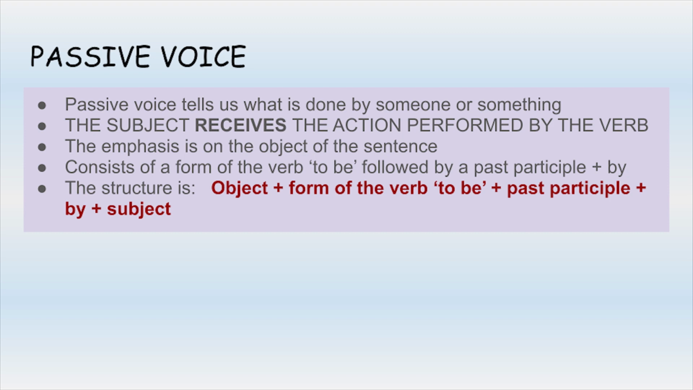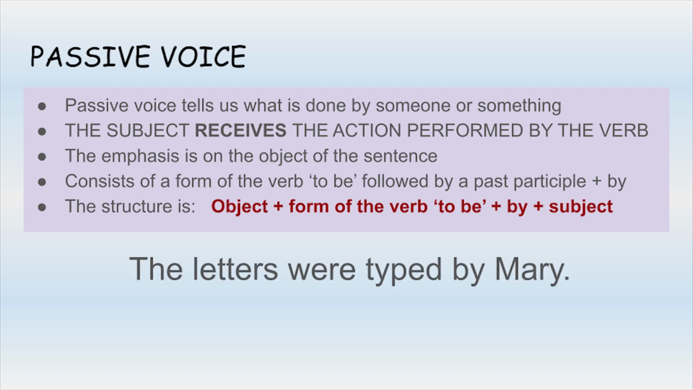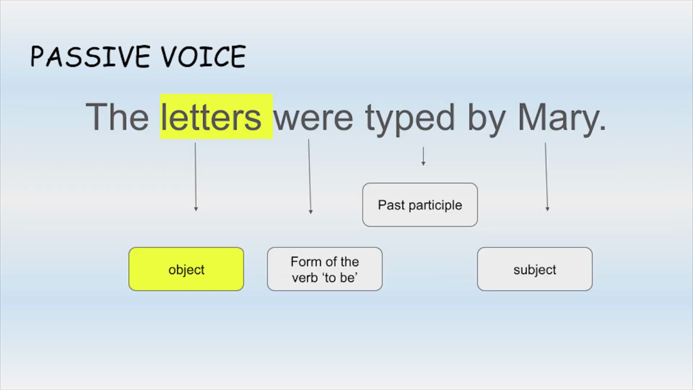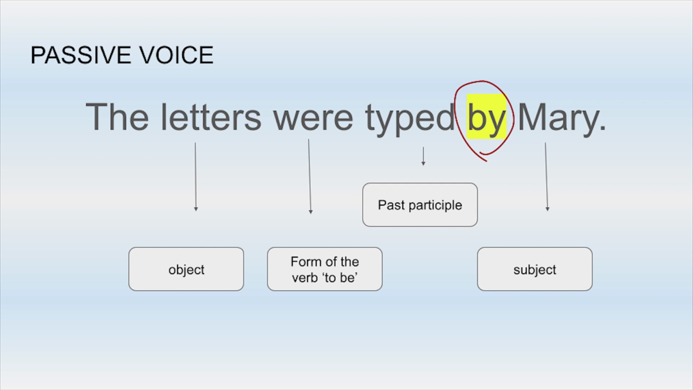Using our previous example, Mary typed the letters. Written in the passive voice, our sentence becomes, the letters were typed by Mary. Now we see that letters is in the position where we would normally have the subject of the sentence. So, letters is the object, were is a form of the verb to be, followed by the past participle of the verb used, followed by the preposition by, and the subject Mary.